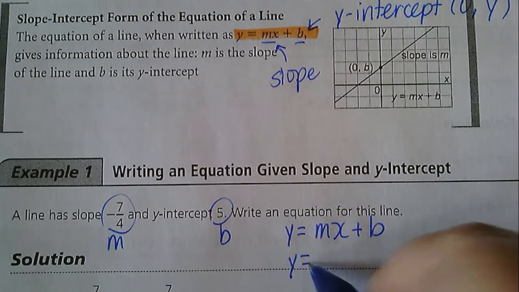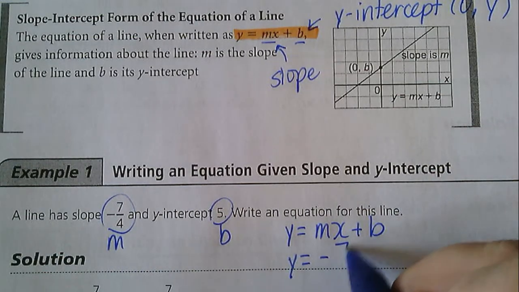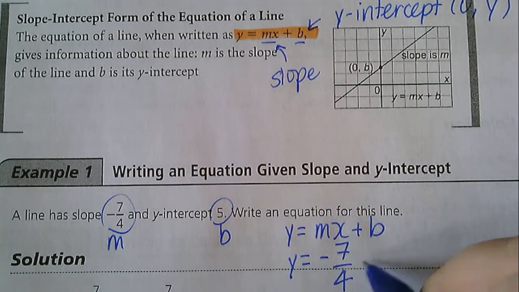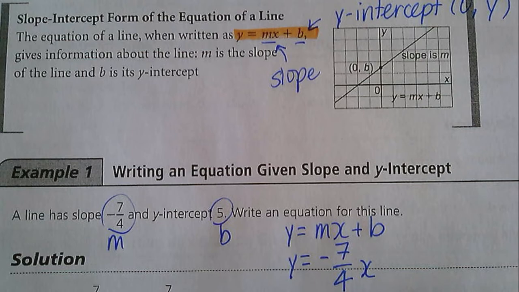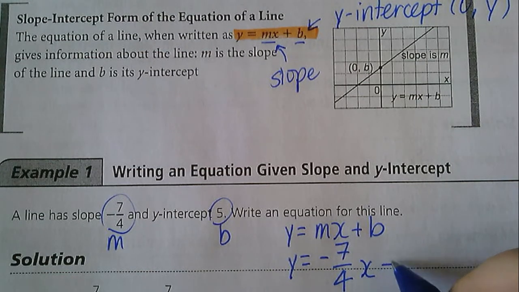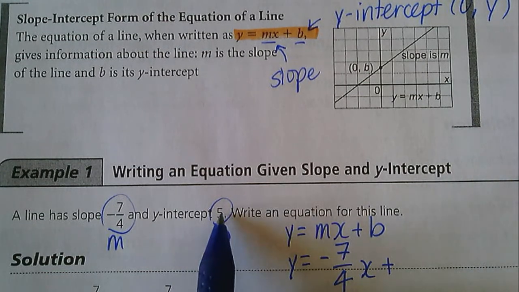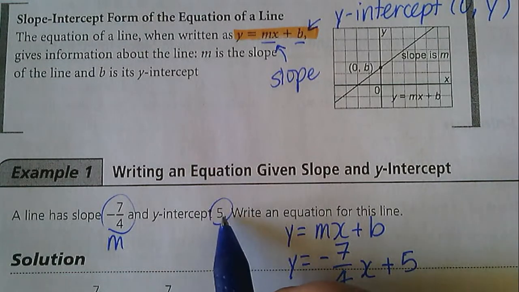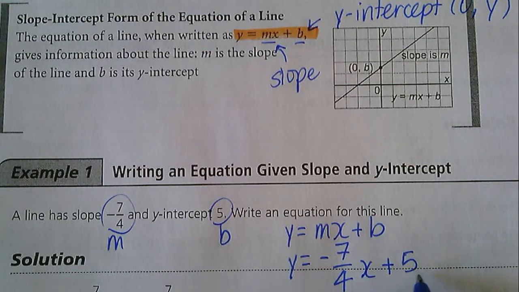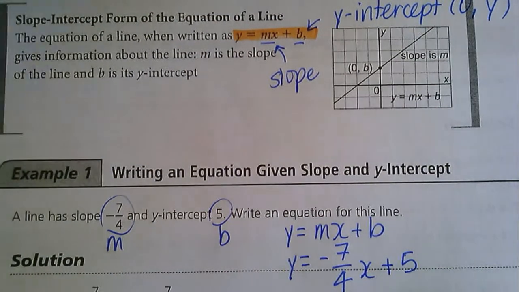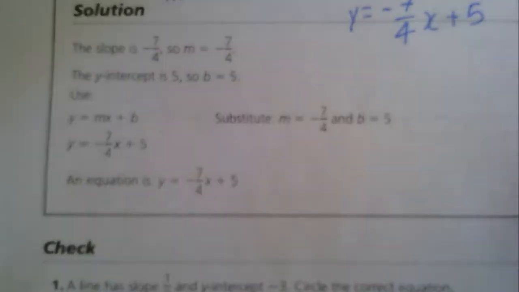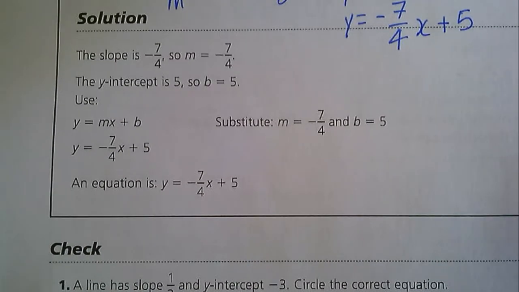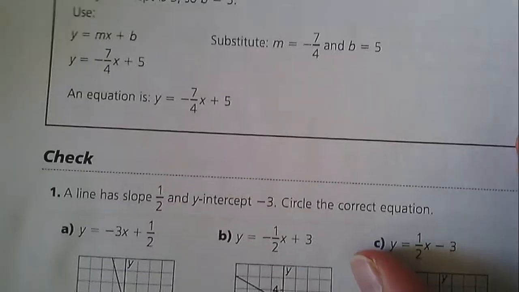So y equals, our slope is -7/4 x, so we keep the x and the y there, plus, in this case it is a positive because it's a positive 5. Now if this was a -5, instead of writing +5, I would write -5. But since this is a positive, I write +5. And if we look below, this verifies that yes, that is the proper equation.